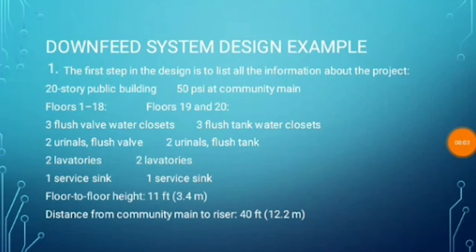The first step in this design is to list all the information about the project. The project consists of a 20-story public building with 50 psi at the community main. Floors 1 to 18 have 3 flush valve water closets, 2 urinals, flush valve, 2 lavatories, and 1 sink. Floors 19 to 20 have 3 flush tank water closets, 2 urinals, flush tank, 2 lavatories, and 1 service sink. Floor to floor height is 11 feet. Distance from the community main to the riser is 40 feet.